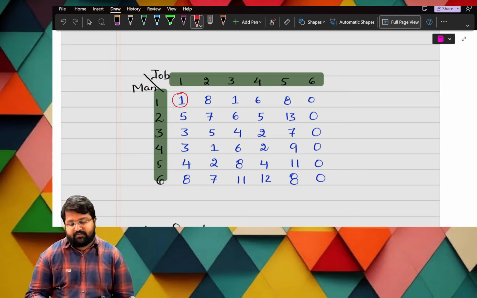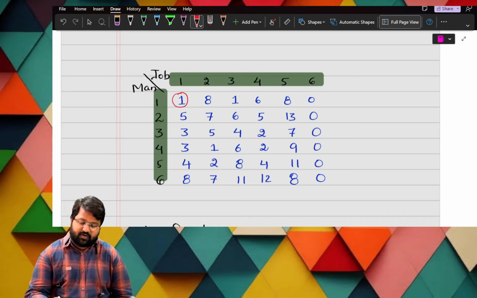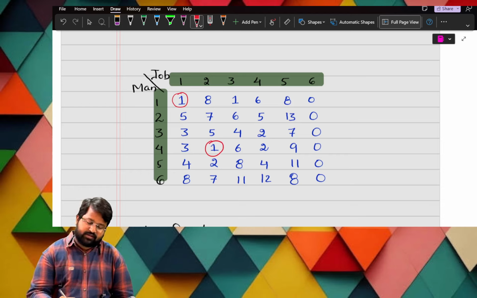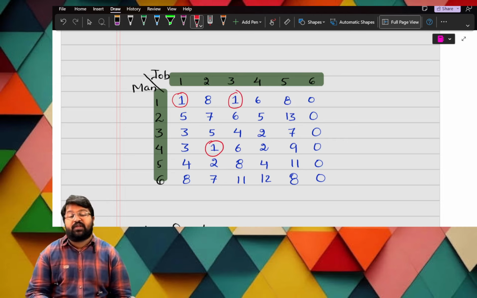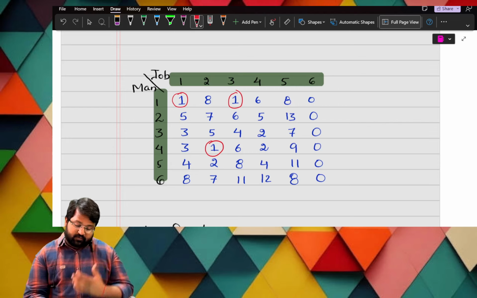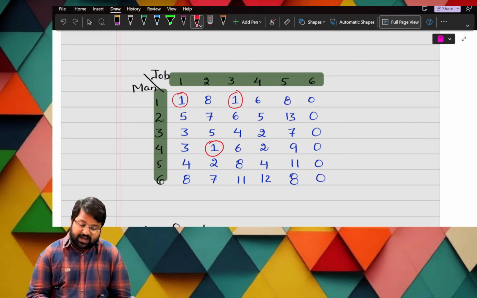This is the least number. In this column, what is the least number? 1 is the least number. And in this column, it is 1. And in this, what are the least numbers? 4 is the least number? No, we are having 2 as the least number. There are 2 least numbers, and you can identify any. No, there is no issue.